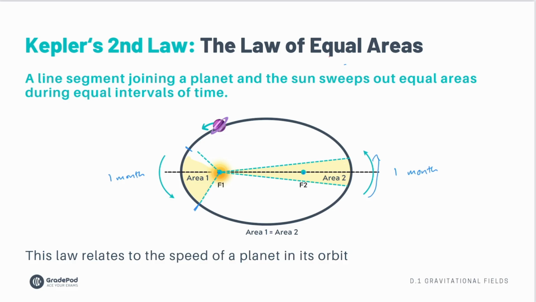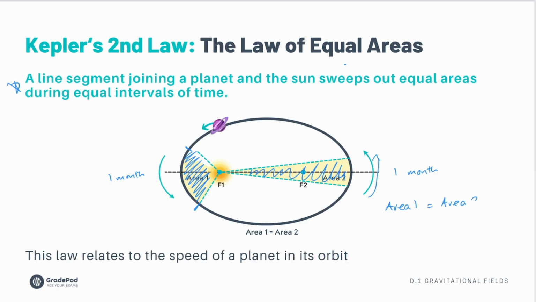Well, his second law is the law of equal areas, and he says a line segment joining a planet and the Sun sweeps out equal areas during equal intervals of time. So in 1 month, this area is swept out by the planet, and in another month, this area is swept out by the planet at a different point in the ellipse, but both areas are the same.